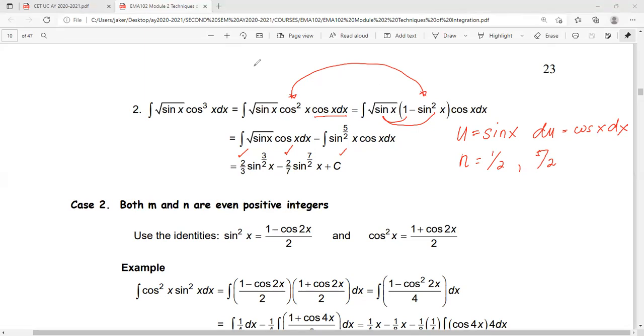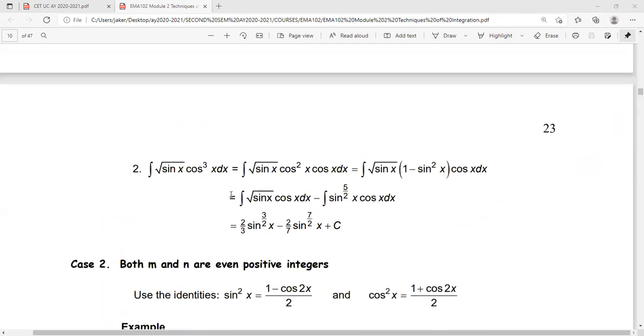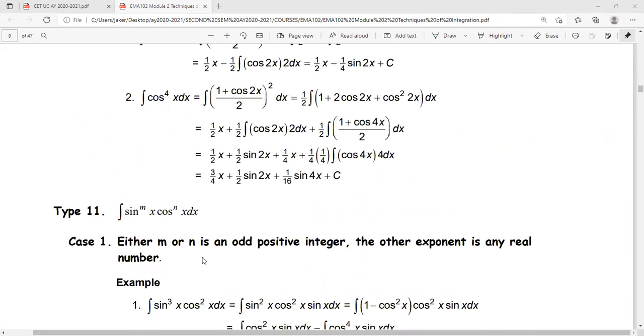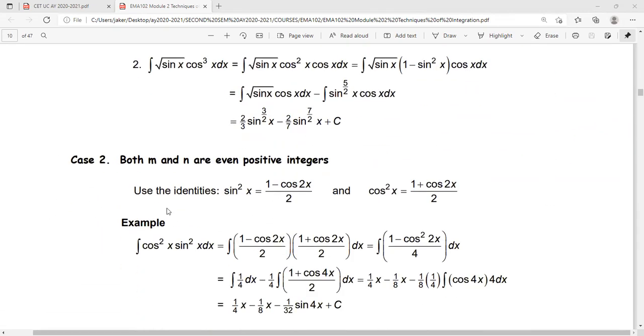Okay, so I think there's none. So I'll clear my markings. We'll proceed with case 2. This one, either m or n is odd and positive. Case 2, not either but both m and n are not odd but even. So both m and n are even positive integers.